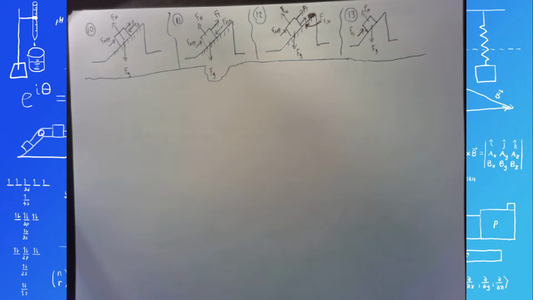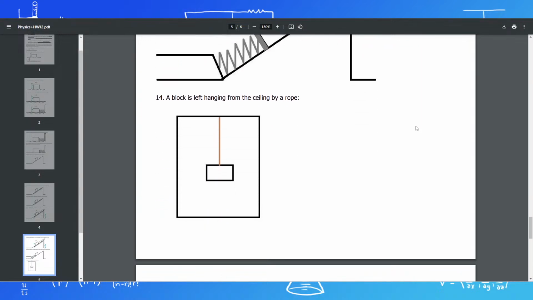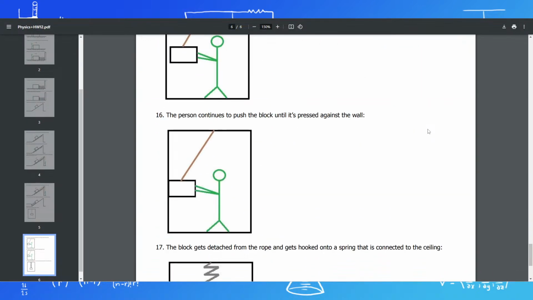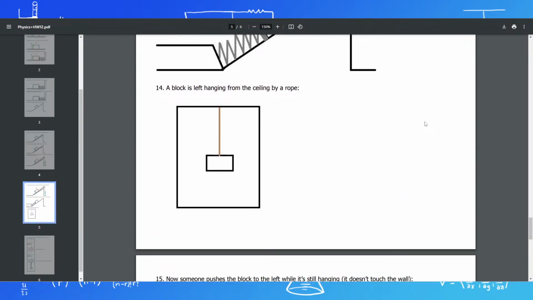All right, getting closer to the end. Number 14, how many do we have? 18? No, 17. Yeah, we're getting there. Four more to go.